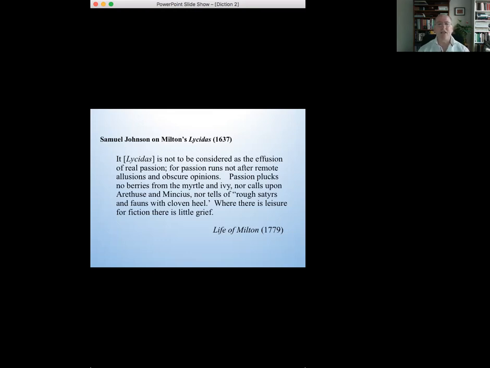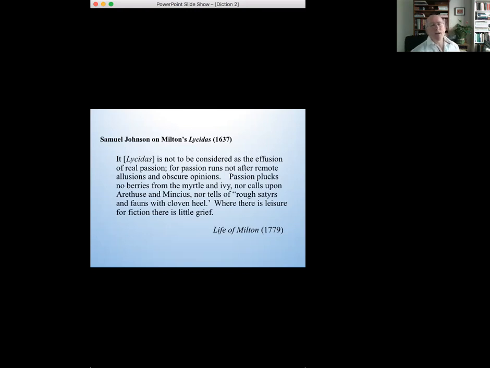"Lycidas is not to be considered as the effusion of real passion, for passion runs not after remote allusions and obscure opinions. Where there is leisure for fiction," right, for stories, ancient Greek and Roman stories about figures like Narcissus, "where there is leisure for fiction, there is little grief." That's from Johnson's Life of Milton.